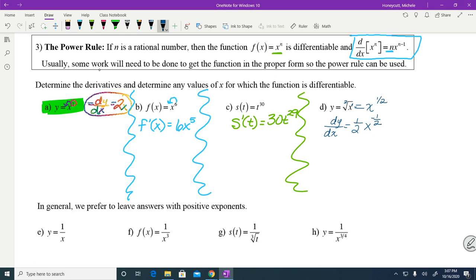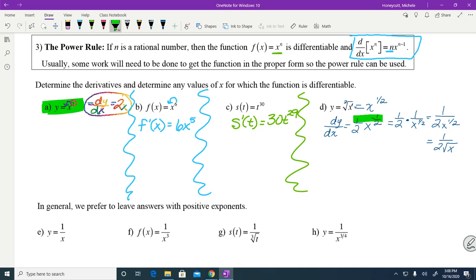So you can leave your answer like this, or sometimes you'll be asked to write your answer with a positive exponent. So this is 1/2 times 1 over x to the positive half, because if you have a negative exponent, it goes to the denominator. Then I can write that as one fraction, 1 over 2x to the 1/2. And x to the 1/2 is the same as a square root, so this is 1 over 2 square root of x.